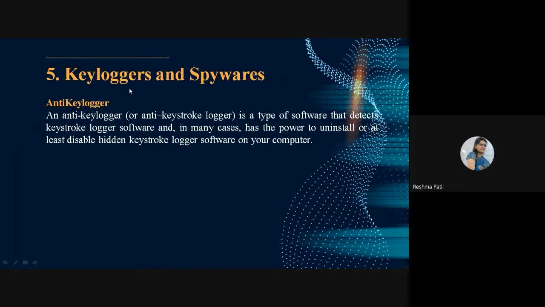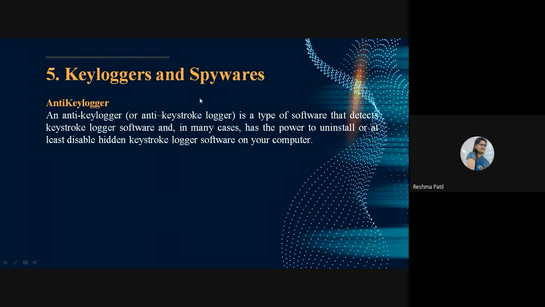Now anti-logger. As a virus has an antivirus, same for keylogger there is an anti-logger. An anti-keylogger or anti-keystroke logger is a type of software that detects keystroke logger software. So when you install this software, it will detect keystroke logger software. How does antivirus work? Same way it will work. If there is a virus, it will give an alert to you. Virus is installed, virus is available in your PC. Same way it will give an alert that keylogger is there in your system. So you will be aware.